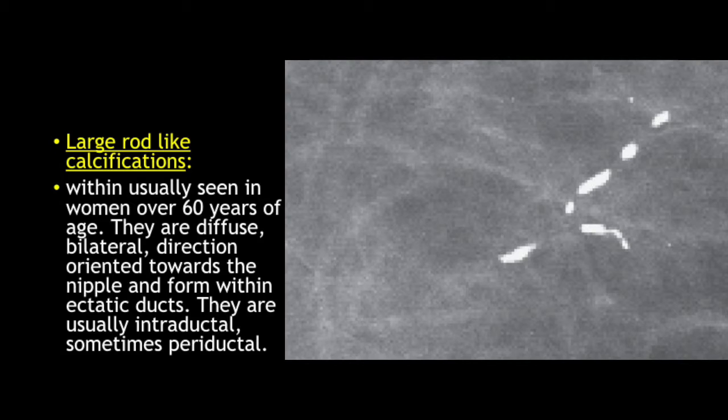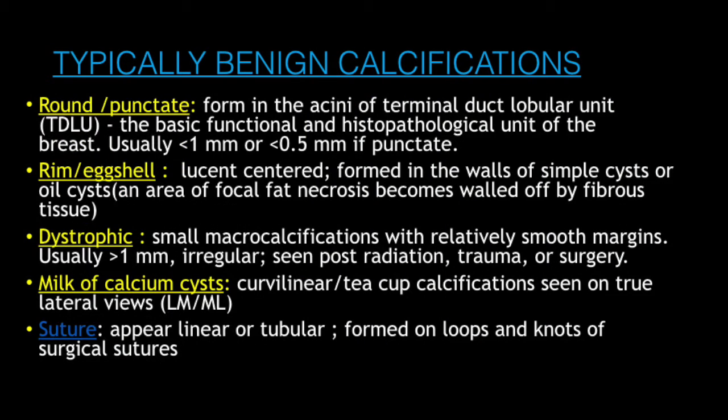Next, large rod-like calcifications, which are usually seen in women over 60 years of age. They are diffuse, bilateral, direction-oriented towards the nipple and form within ectatic ducts. They are usually intraductal, sometimes periductal.